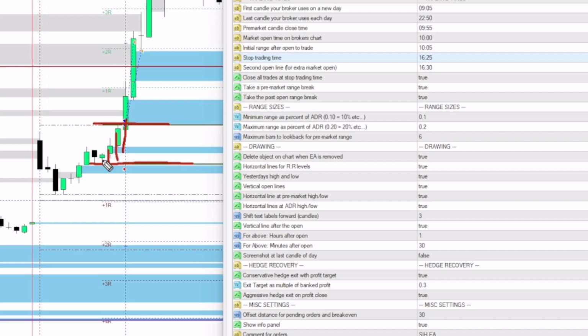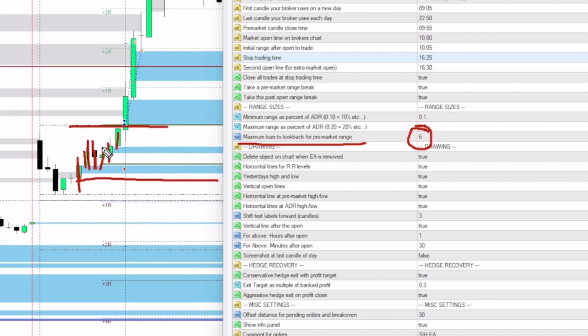If that had been too small or too big, it would have then gone back and looked at candle 4, candle 5, and candle 6, because we have this maximum bars to look back, the pre-market range, set to 6. 1, 2, 3, 4, 5, 6. If it analyzed that range and found that it was either too big or too small to trade, it would go, not taking any trades pre-market today. We'll just wait, and it will move on to trade the 5-minute range if you have that set to true, of course.